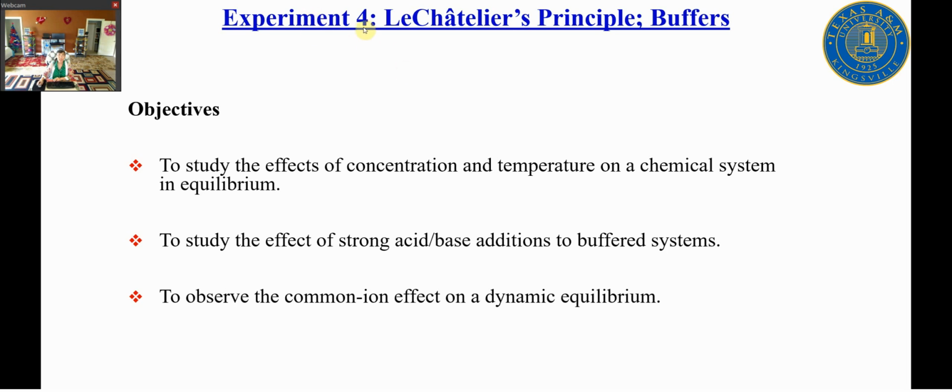Today we will discuss experiment number 4, LeChâtelier's principle and buffer solutions. The objectives of this experiment: to study the effects of concentration and temperature on a chemical system, particularly in the equilibrium state. To study the effect of strong acid and strong base additions to a buffer system, and to observe the common ion effect on a dynamic equilibrium shift, either to the left or the right, depending on your activities.